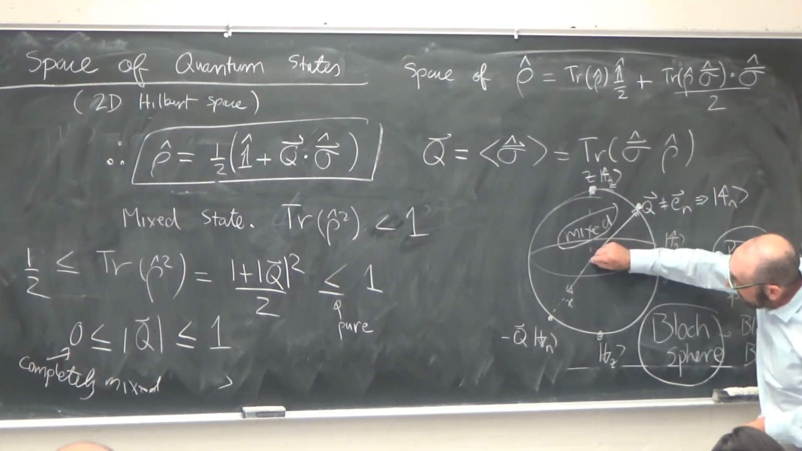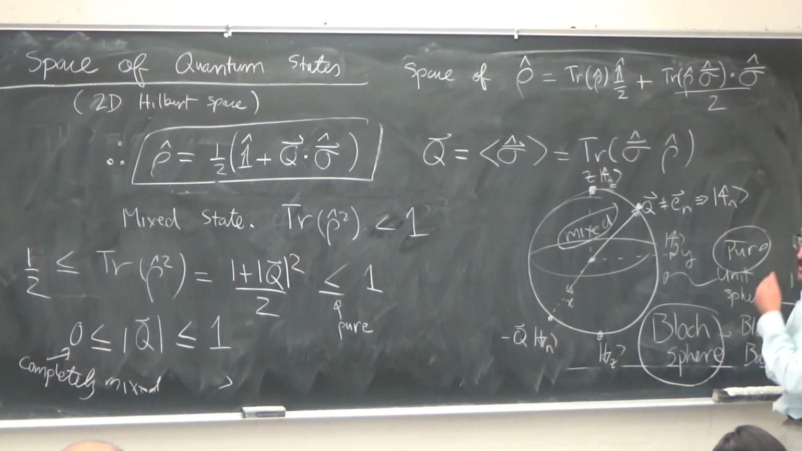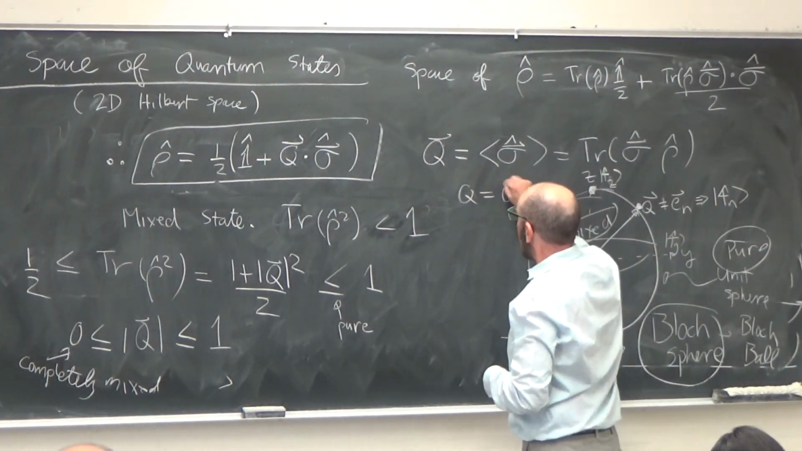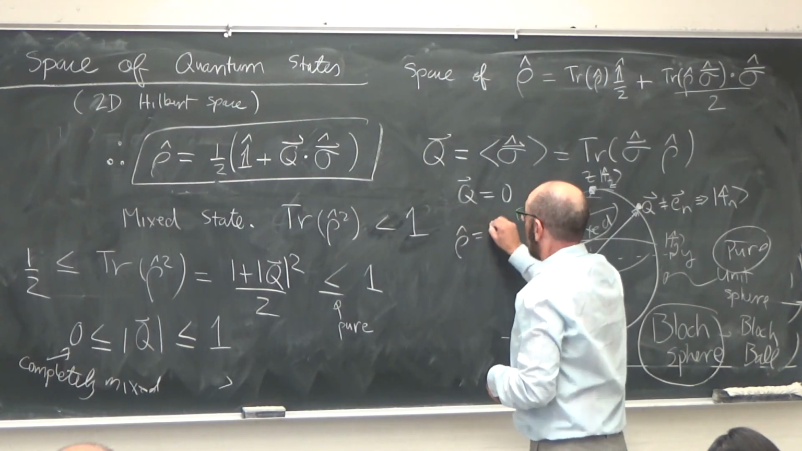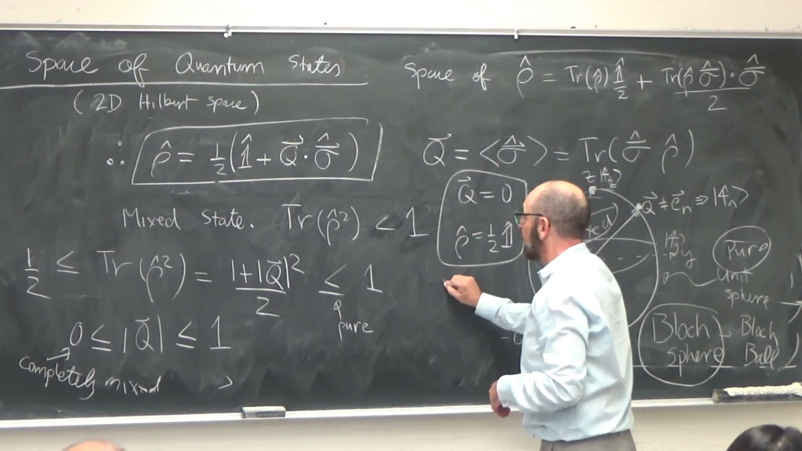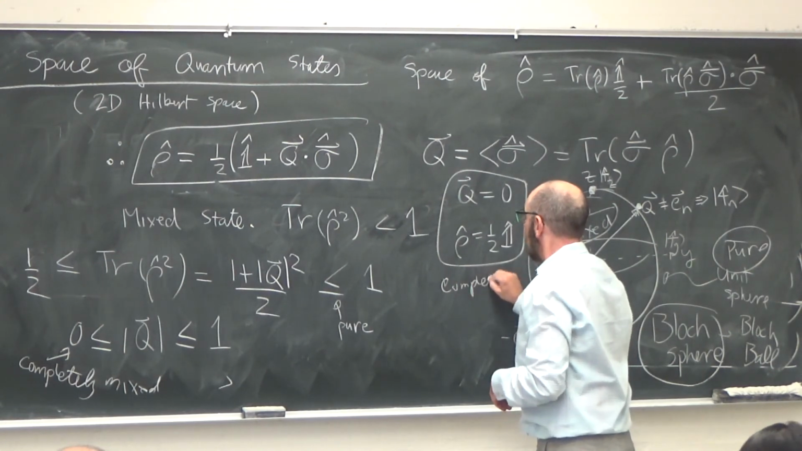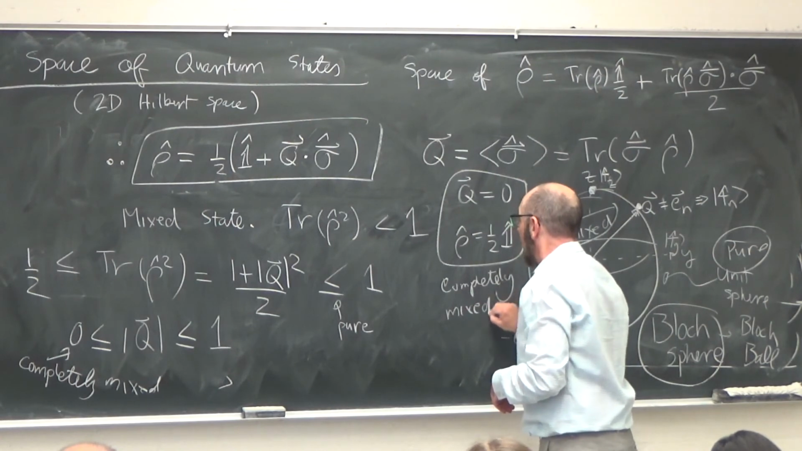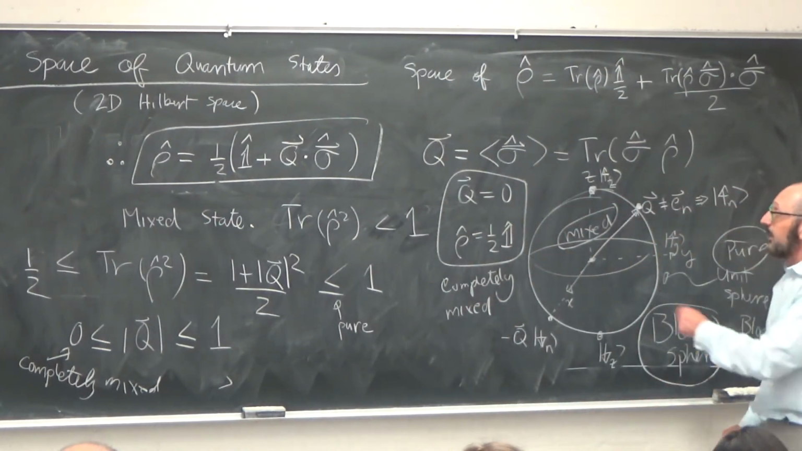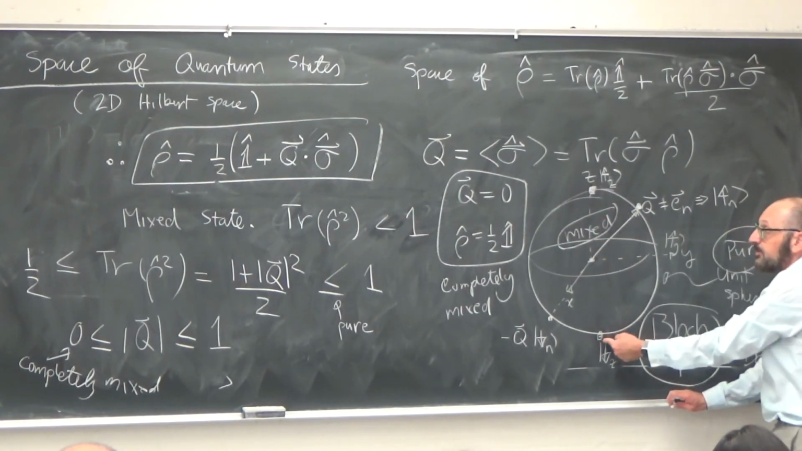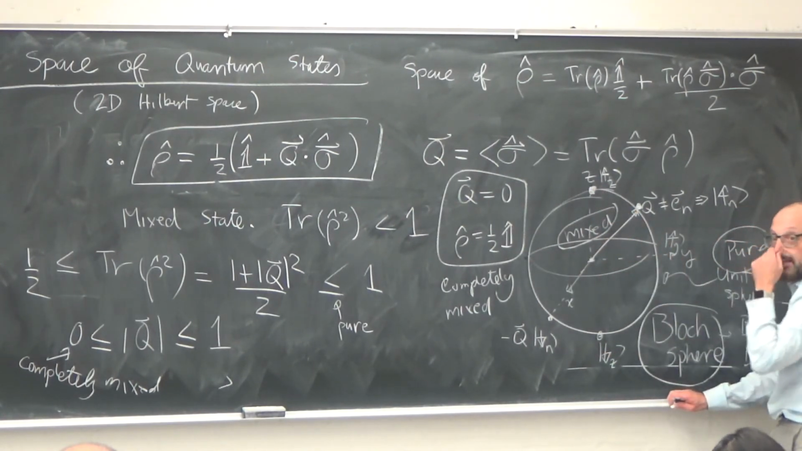The origin of the Bloch sphere is where q equals 0. When q equals 0, what is the state? The state is this. That is the completely mixed state. This state has no coherence. Remember, it has no off-diagonal elements in any basis. It is the most unpolarized state. It is a 50-50 statistical mixture of anything.